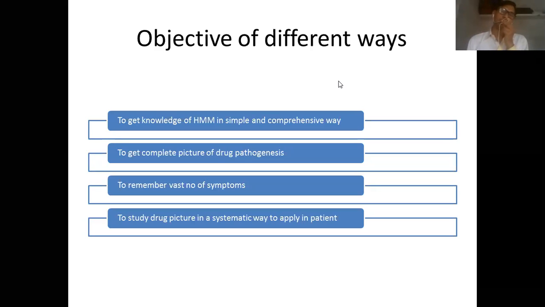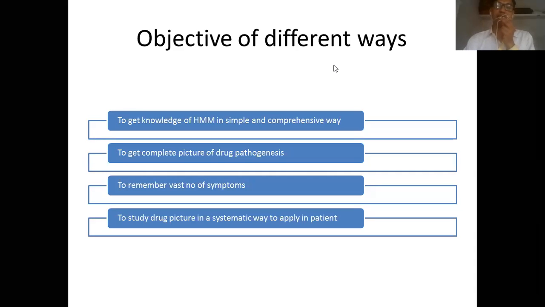There are four basic objectives: to get knowledge of homeopathic materia medica in a simple and comprehensive way, to get the complete picture of drug pathogenesis, to remember the vast number of symptoms and to study the drug picture of a remedy, and finally, at the end of your course you should be able to apply all this materia medica to the patient. That is the whole objective of these different ways of studying homeopathic materia medica.